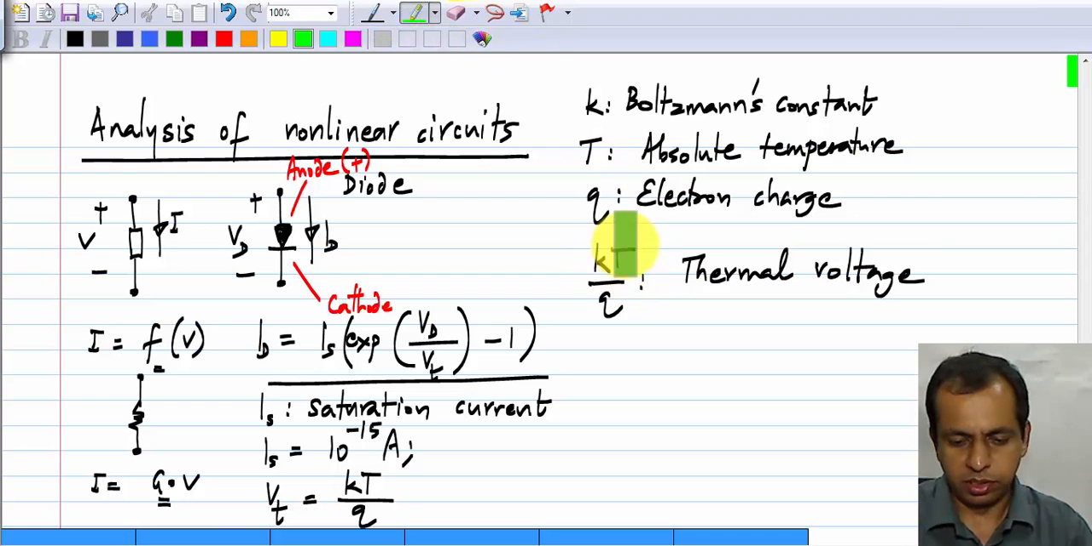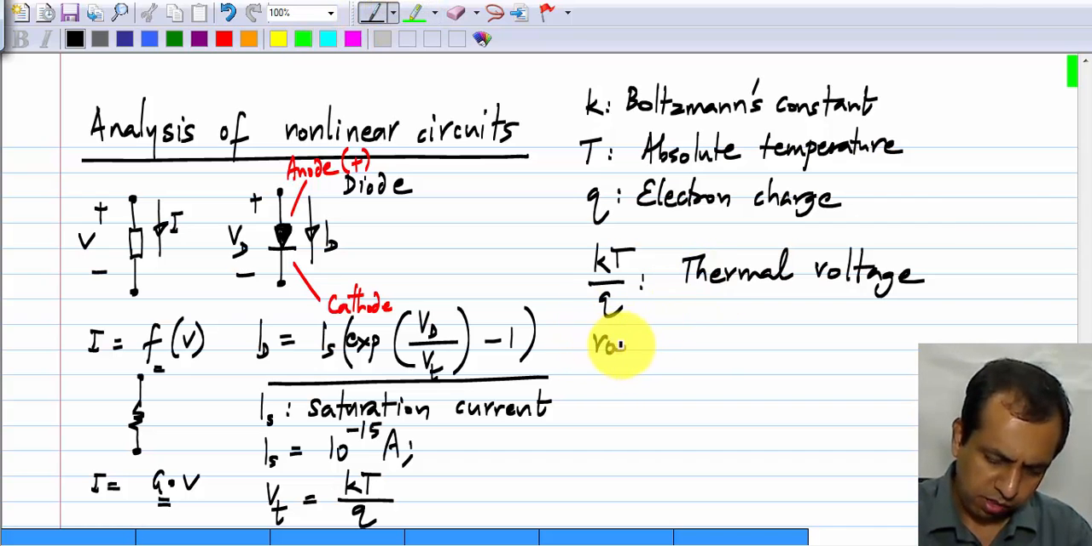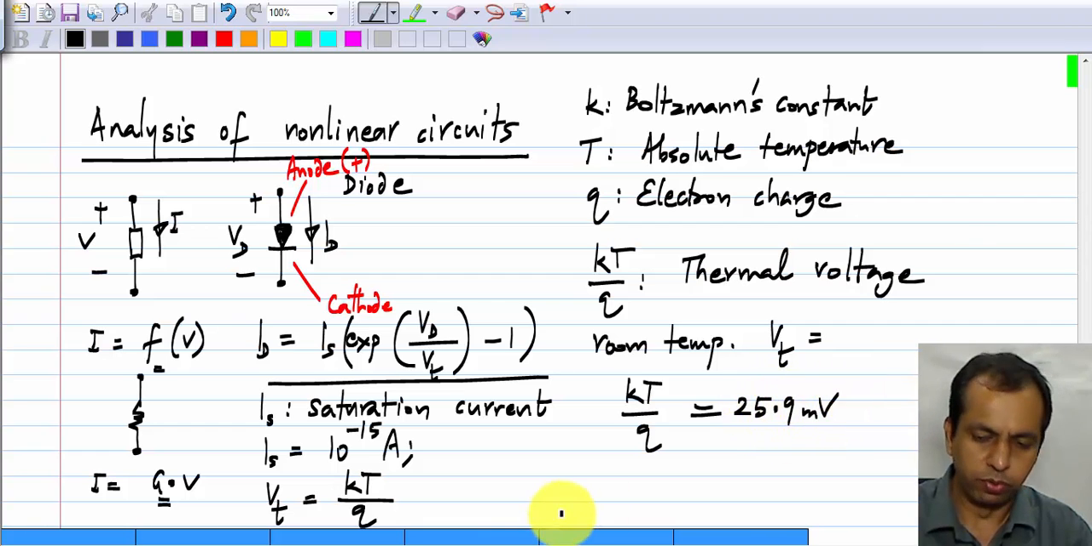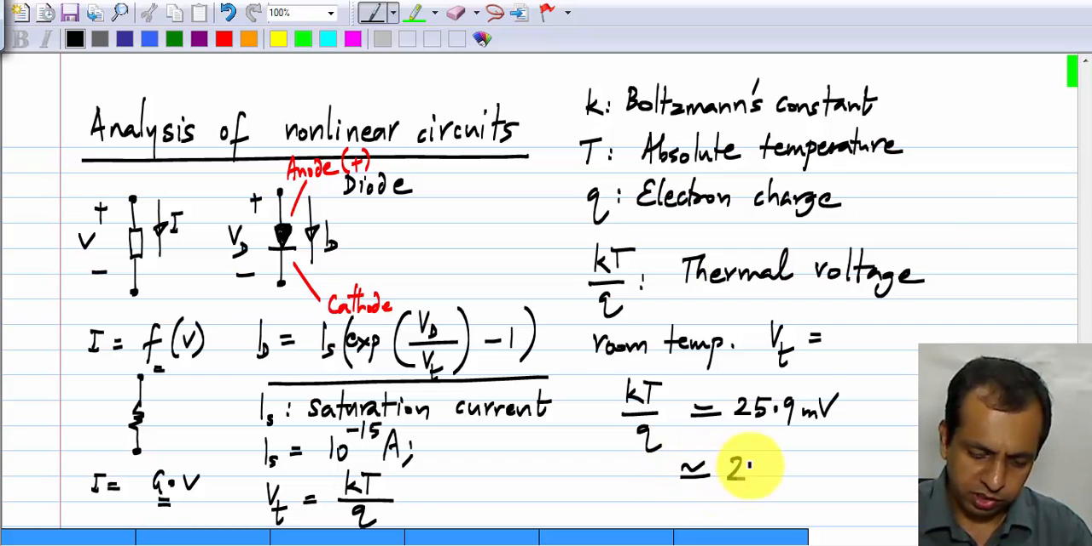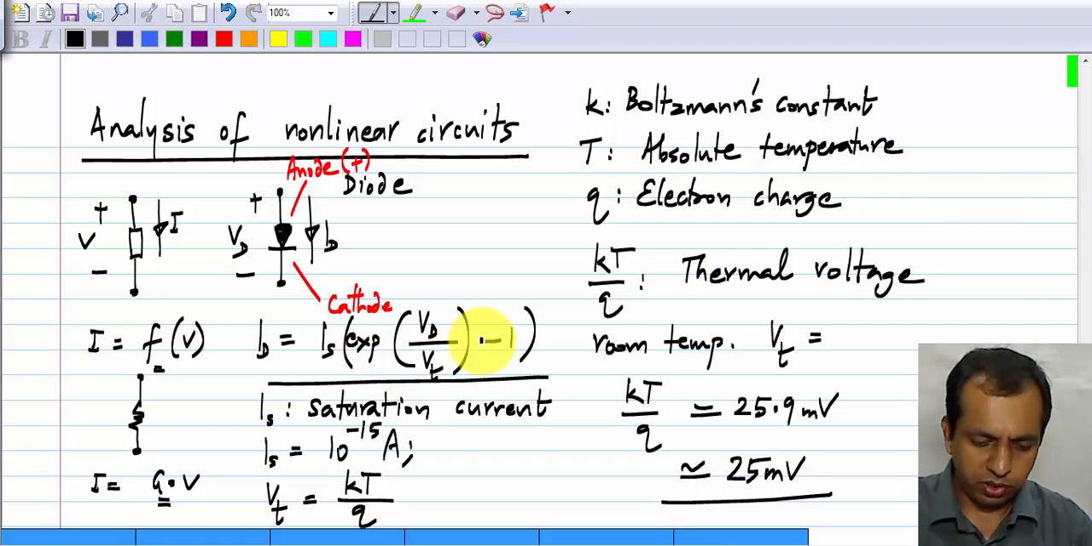Now of course this is directly proportional to the absolute temperature, and it turns out that at room temperature this Vt, which is kT by q, is equal to 25.9 millivolts, and we will frequently approximate it with just 25 millivolts. So this is a number worthwhile remembering. The thermal voltage Vt is 25 millivolts at room temperature. Sometimes it's approximated to 26, or sometimes you use 25.9, but 25 millivolts is good enough. So now let's see what this characteristic looks like.